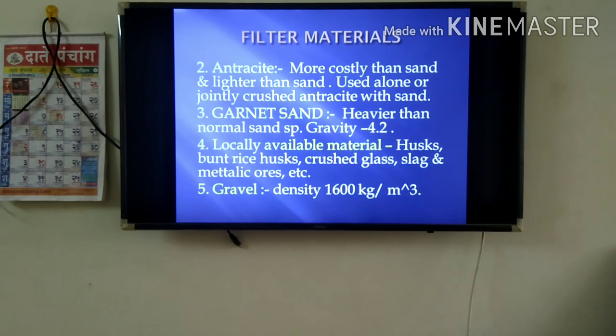The second type of filter material is anthracite. It is more costly than sand and lighter than sand. It is used alone or as crushed anthracite jointly with sand. Third, garnet sand, which is heavier than normal sand, with a specific gravity of 4.2. Fourth, locally available materials are husk, burnt rice husk, crushed glass, slag and metallic ores, etc. Fifth filter material is gravel, having a density of 1600 kg per cubic meter.